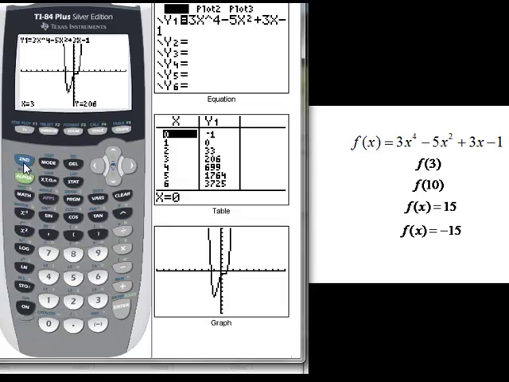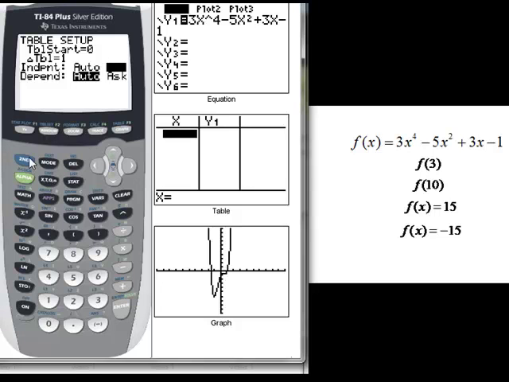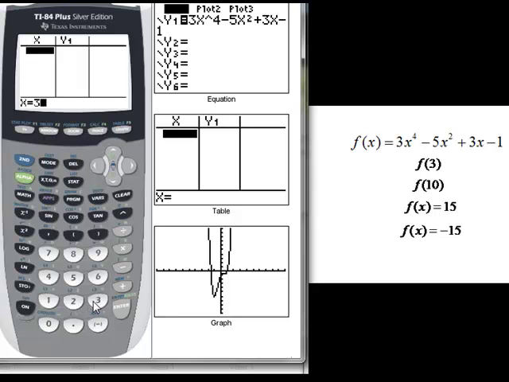The way we can use the table to get any outputs given inputs, and this is particularly useful if you have more than one input you need to put in, go to second table set and change independent from auto to ask. And so now notice that it cleared out my table. When I go to my table view, I can now enter any input and I'll get the output. So 3 gives me 206, 10 gives me an output of 29,529. And so that's a real quick way of entering multiple inputs to get outputs.